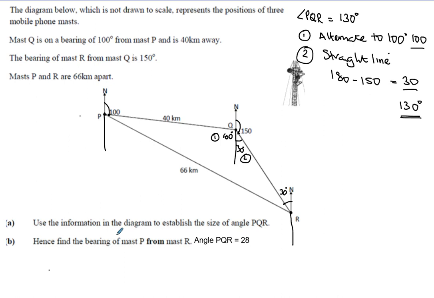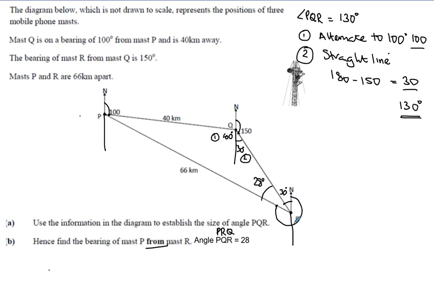Okay, yeah. Hence find the bearing of mast P from R. So you can tell from your north clockwise to the line connecting them both. All right. Okay, so now we need to find, oh, and it says angle PQR is, oh, it's supposed to be PRQ, sorry. PRQ equals 28. Yeah, so that bit is 28.